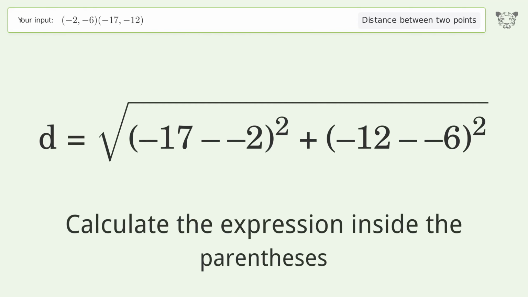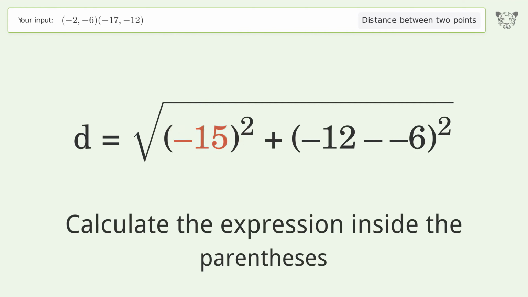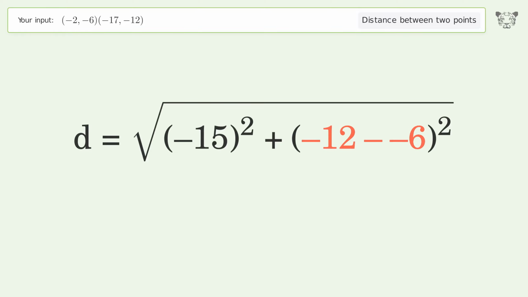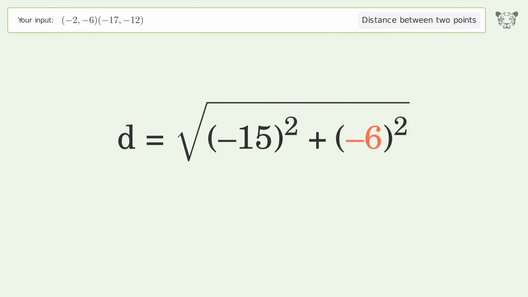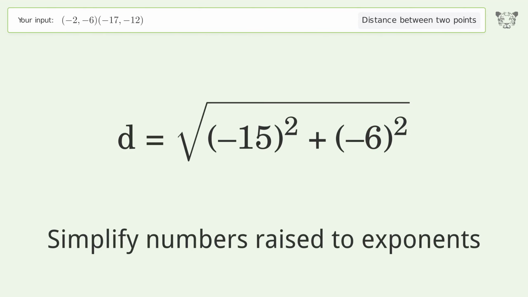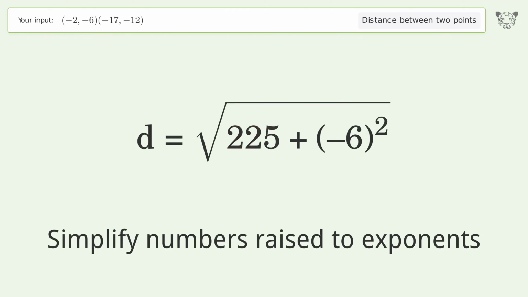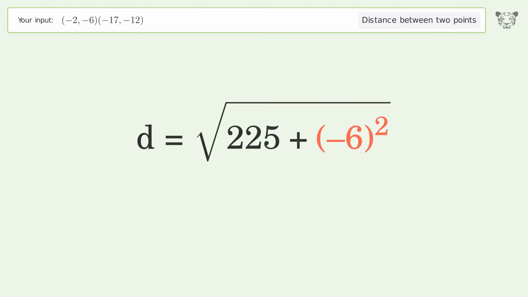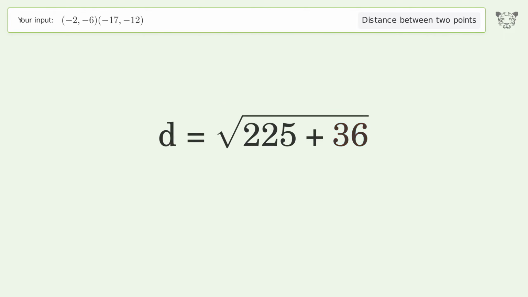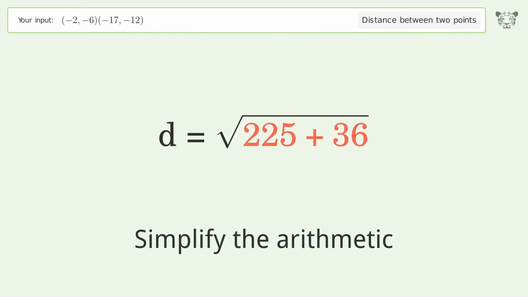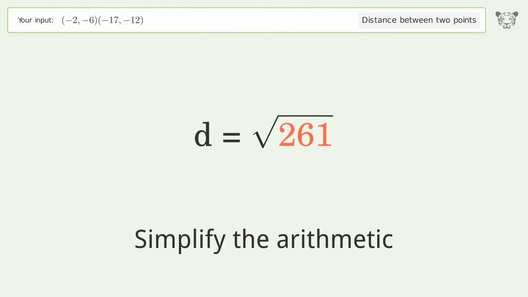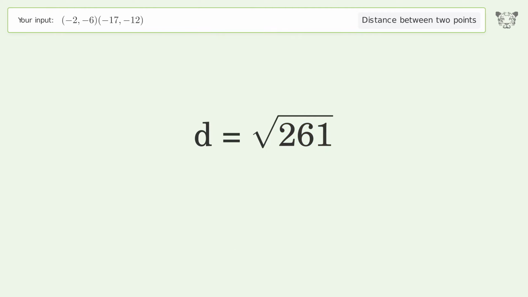Calculate the expression inside the parentheses. Simplify numbers raised to exponents. Simplify the arithmetic. And so the distance between the 2 points is the square root of 261, or 16.155.